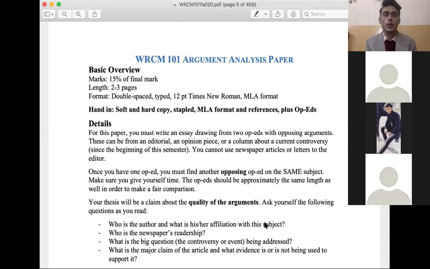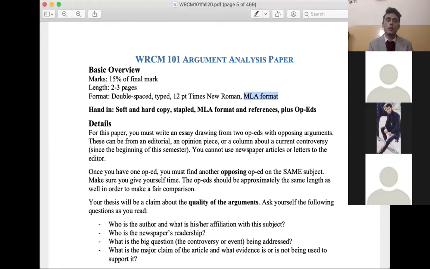It is 15% of the final grade. Length is 2 to 3 pages, but please note it is double spaced and typed. This is the font size and font type that you will use to write this paper. And then you will use MLA format. What is MLA format? I just told you that is what we will discuss next week, next class.